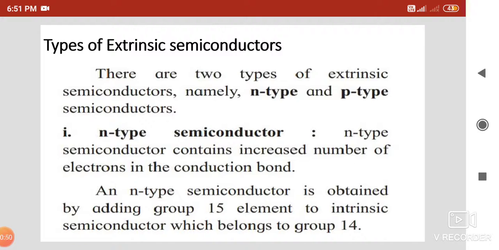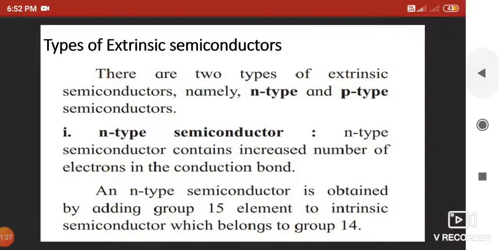In n type semiconductor, there is an increased number of electrons in the conduction band. More electrons are present in the conduction band. So these are n type semiconductors. They are obtained by adding group 15 element to the intrinsic semiconductor, which belongs to group 14 element. So here group 15 element is added to the group 14 element, and then we get the n type semiconductor.